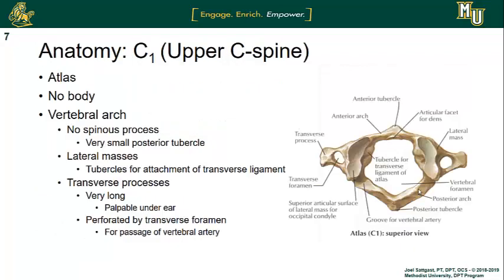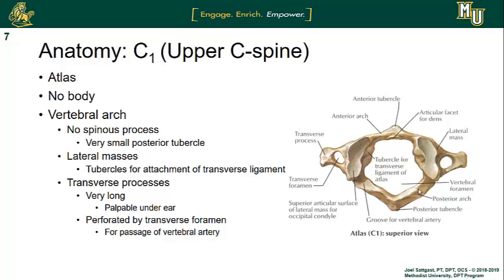So now let's transition and look at the upper cervical spine. First, we'll look at C1, which is the atlas. It has no body. It does have a vertebral arch, but no spinous process. There is a small posterior tubercle, and then there are these lateral masses.